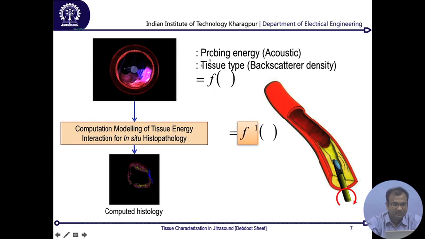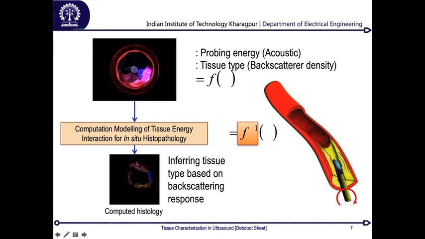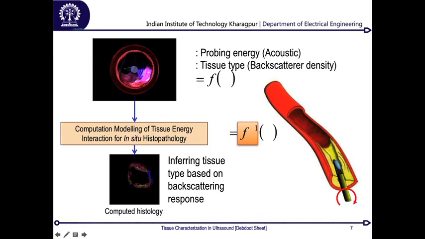So over here my forward function will be the acoustic energy and the tissue backscattering density. Now I need to find some way of inverting this whole function such that, on this inversion, I am able to get this sort of a map. So this is in essence what tissue characterization is mathematically defined as, and that is what we try to solve.